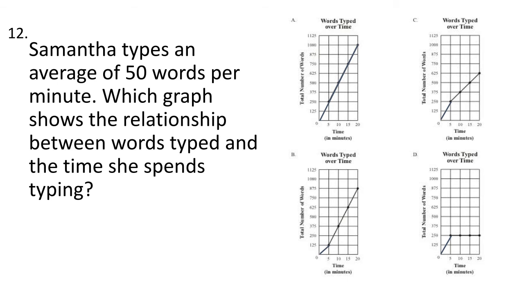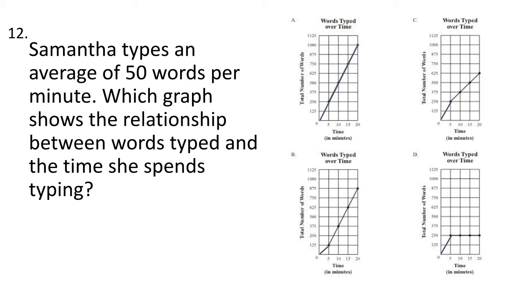Samantha types an average of 50 words per minute. Which graph shows the relationship between words typed and the time she spends typing? Let's take a look at these graphs. If we're looking at the graphs for a proportional relationship, we need to remember that they first must hit the origin and second must be linear, meaning that they are a perfect straight line.